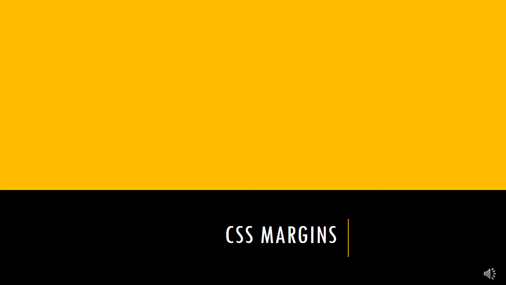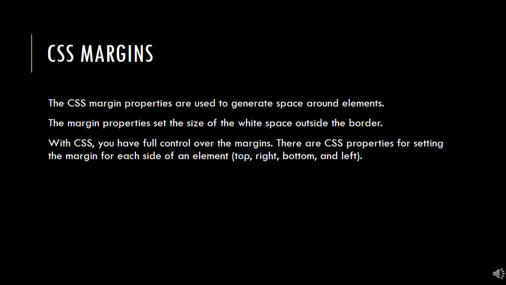Today we will be discussing CSS margins. The CSS margin properties are used to generate space around elements. The margin properties set the size of the white space outside the border. The values could be in pixel, em, centimeter, or percentage of the containing block. With CSS, you have full control over the margins.